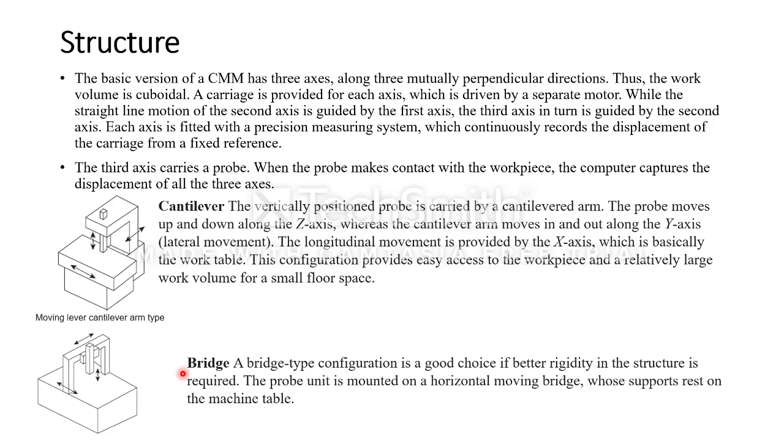Now coming to the bridge type. The bridge type configuration is good for better rigidity. If you want the workpiece to be rigid, and after placing it rigidly you just want to measure the surface texture over it, then you can choose this bridge type. The probe unit is mounted on the horizontal moving bridge. The entire probe unit is fixed over the horizontal moving bed whose support rests on this machine table. So this is the Z axis, this is my x axis, and this is my y axis.